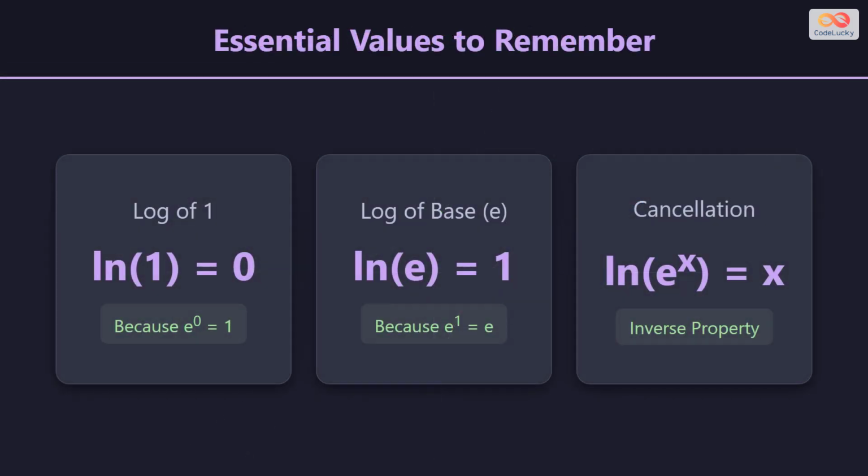There are 3 key values you should memorize. First, the natural log of 1 is 0, because any number raised to the 0 power is 1. Second, the natural log of e is 1, because e to the first power is e. And finally, if you take the natural log of e to some power x, the result is just x. They cancel each other out.